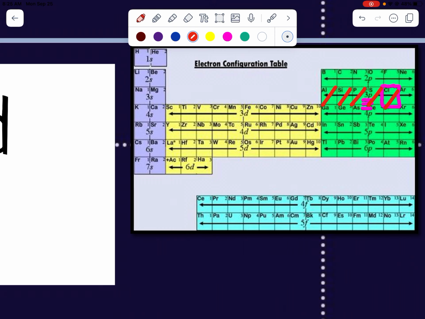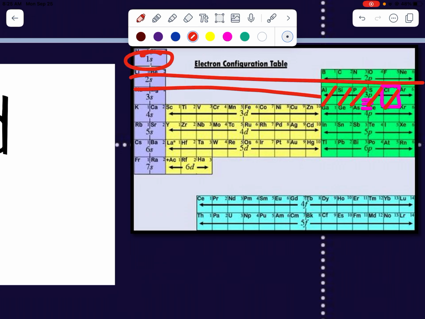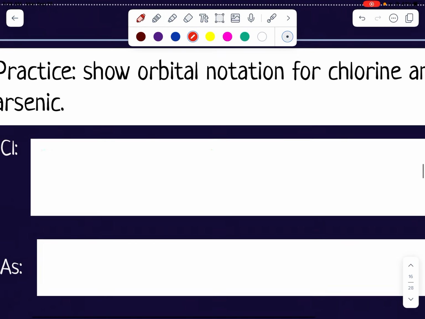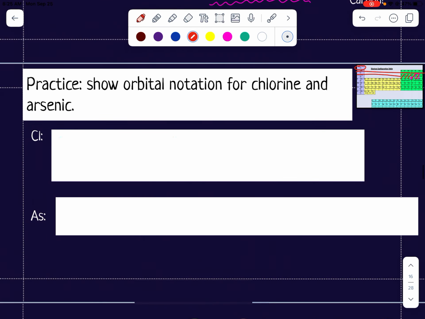So I need to go from 1s all the way until I get to 3p, and then I need 5 electrons in the 3p level. So follow along and write this down. Remember, if I'm writing it, you're writing it. So chlorine is going to start with the 1s sublevel with an up arrow and a down arrow. That represents 2 electrons. Moving on, I have the 2s sublevel, and I'm going to have an up arrow and a down arrow.